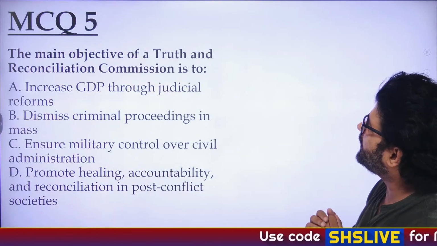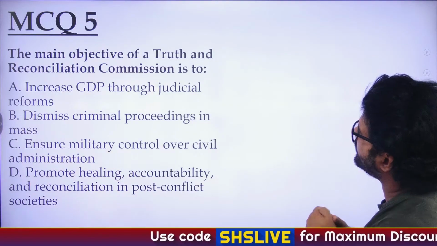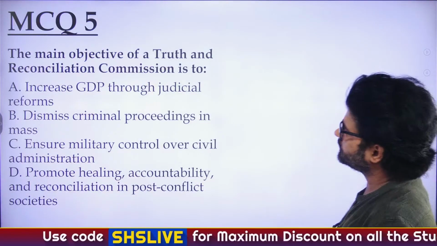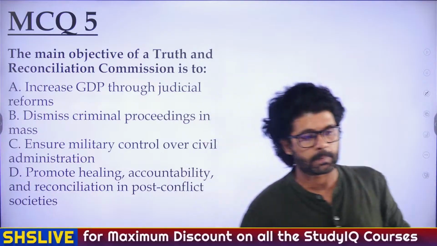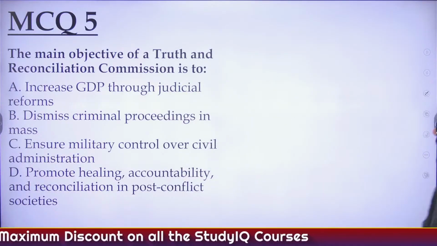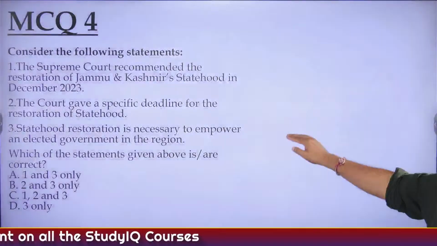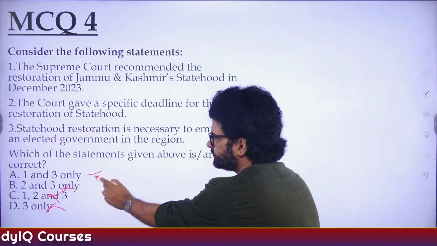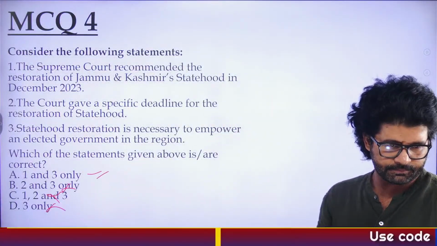MCQ 5. The main objective of a Truth and Reconciliation Commission is to... Is 3 wrong, sir? No, 3 is not wrong. That's why the answer is A, 1 and 3 only.